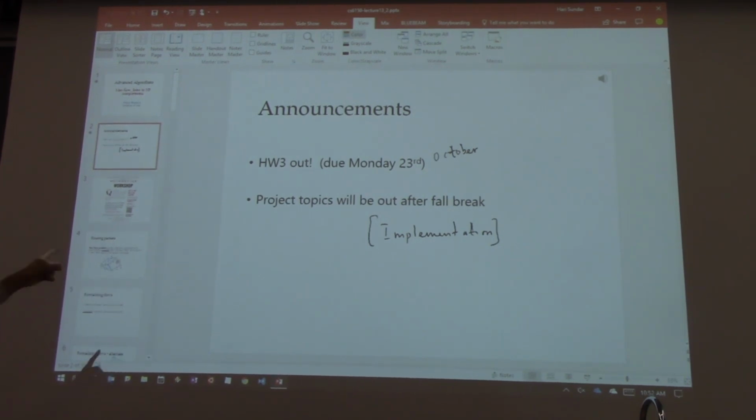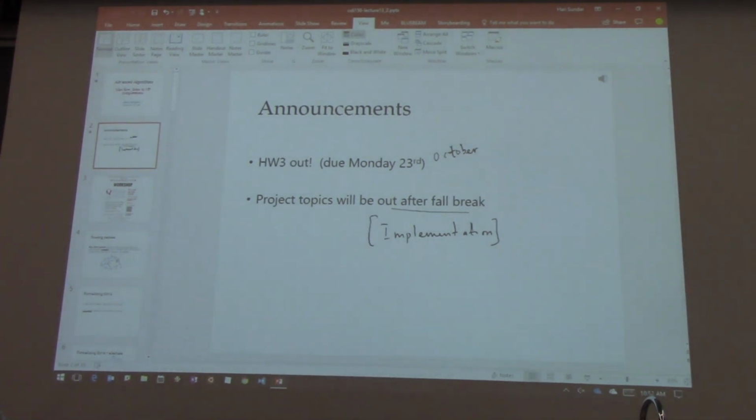But project topics will be out after fall break. The style will be that there will be some research paper, and you'll have to get some ideas from it and implement it. There will be problems on various topics, so you can pick which one you want. There will be about 10 projects.